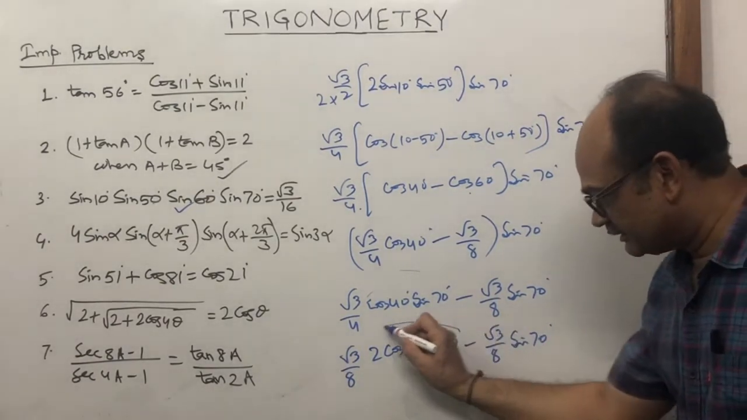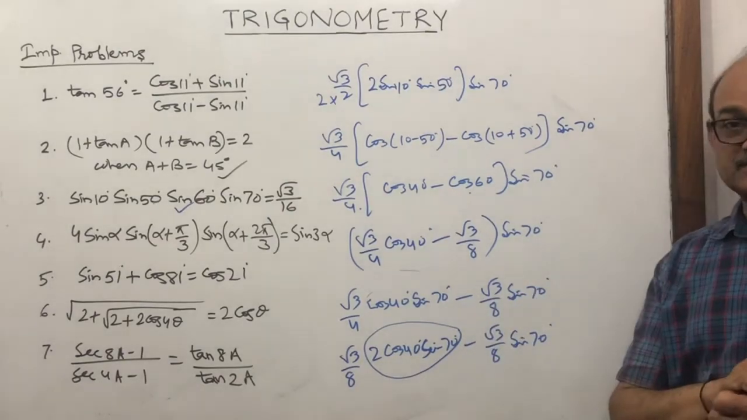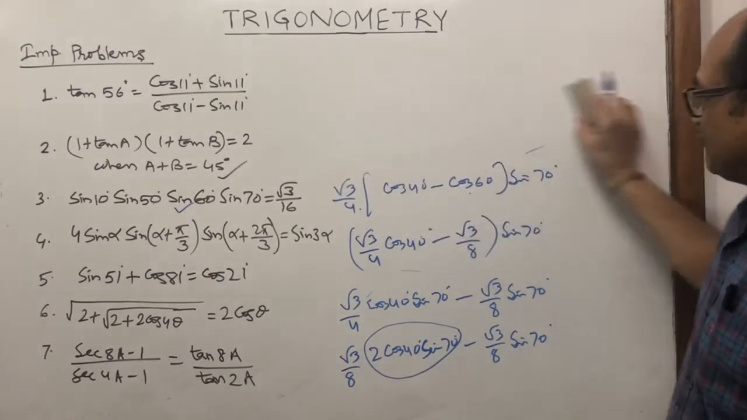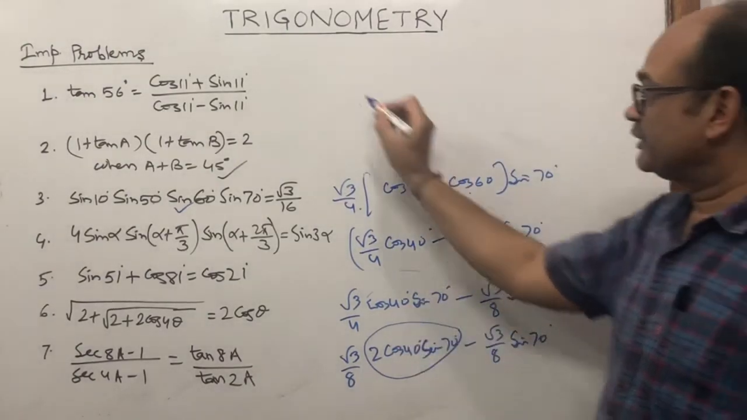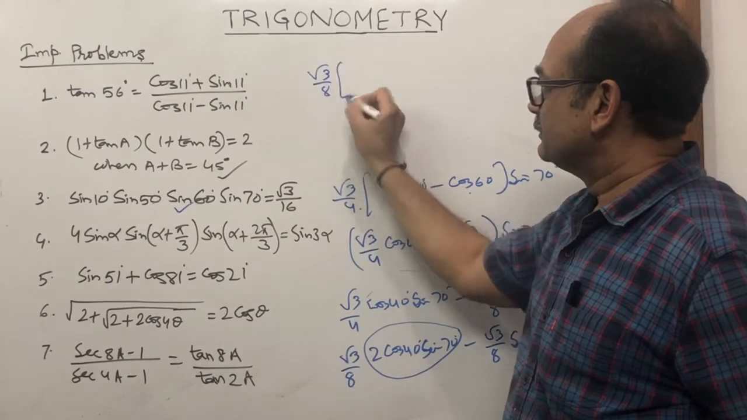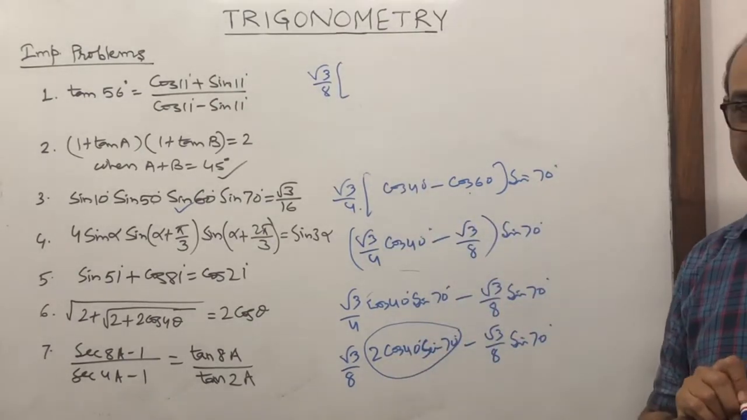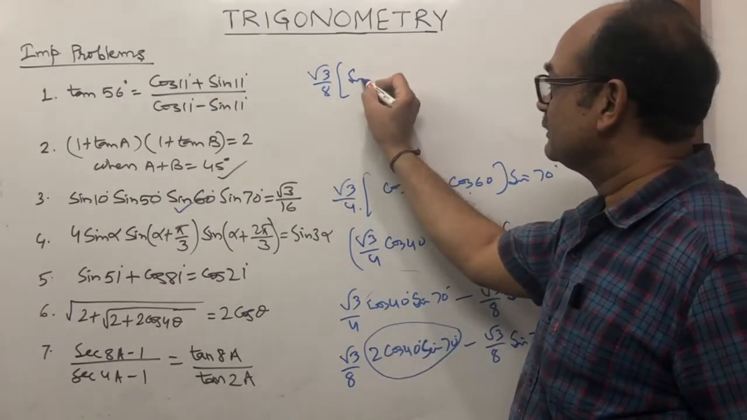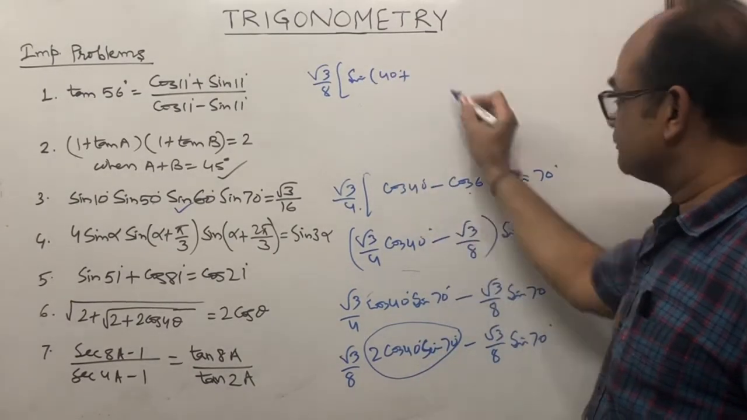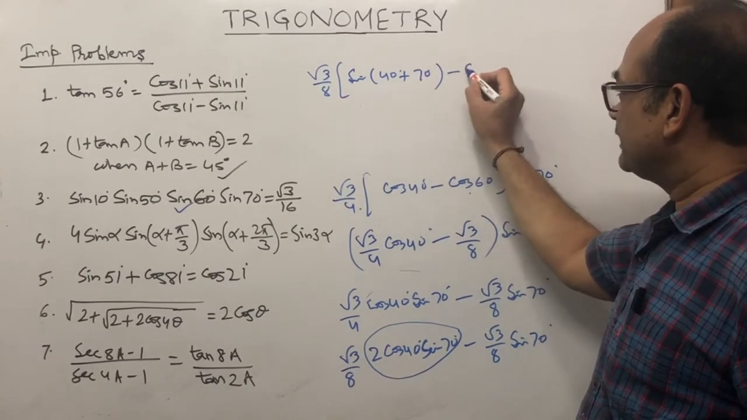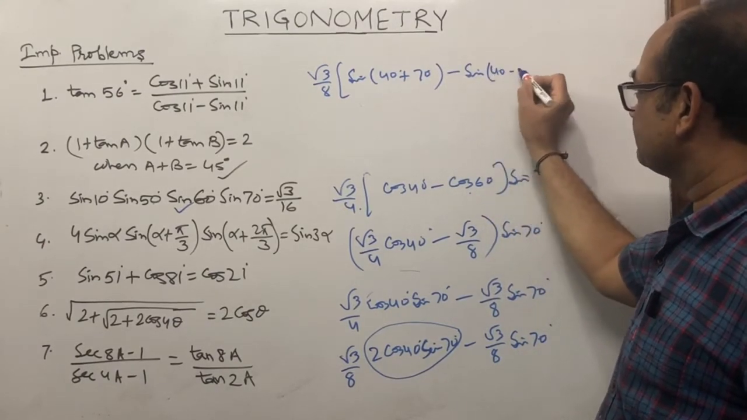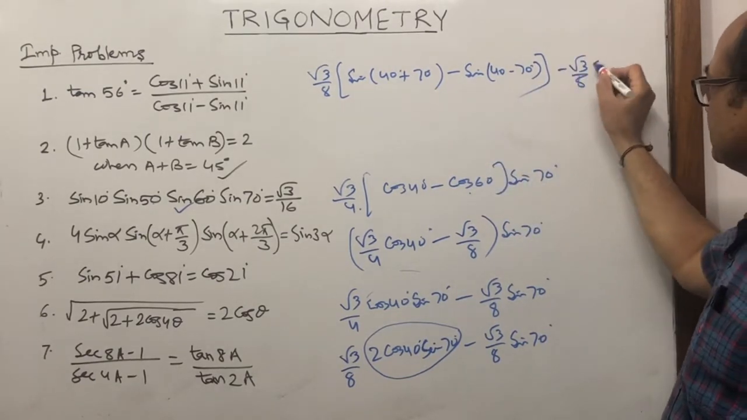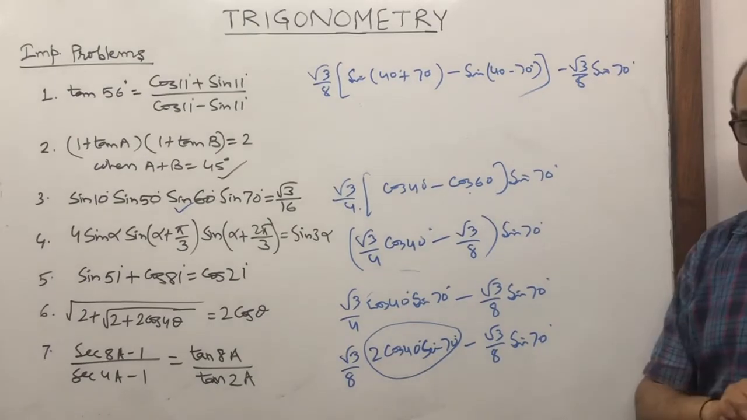Now you see that this will become a formula, 2 cos A sin B. So here we can apply the formula, root 3 by 8. 2 cos A sin B is a formula, sin A plus B minus sin A minus B. So sin A plus B minus sin A minus B, correct? So minus root 3 by 8 sin 70 as it is.